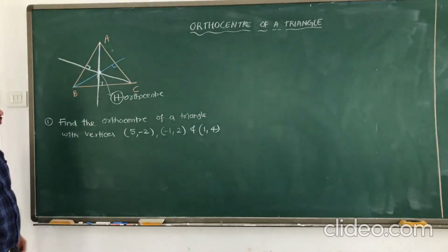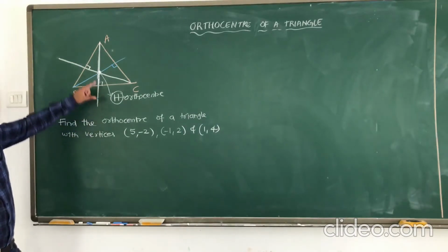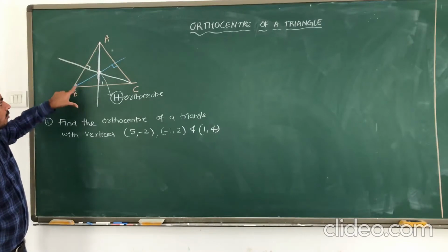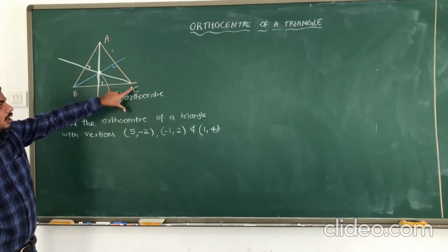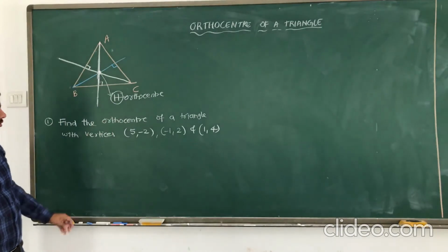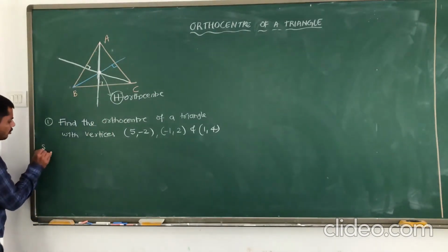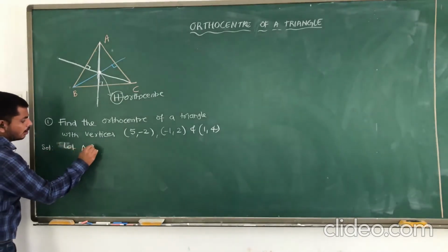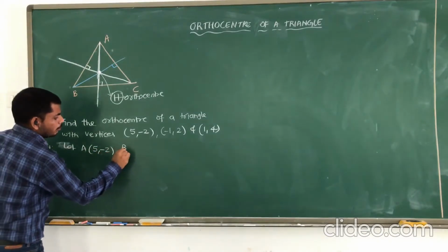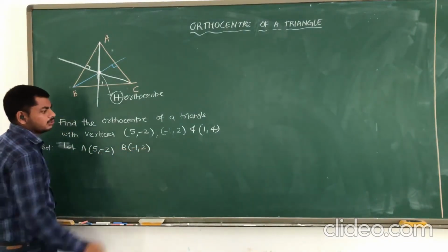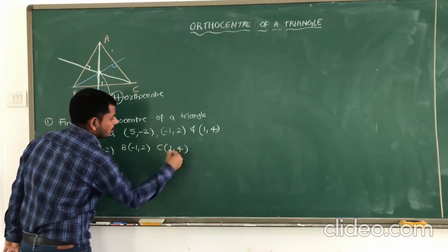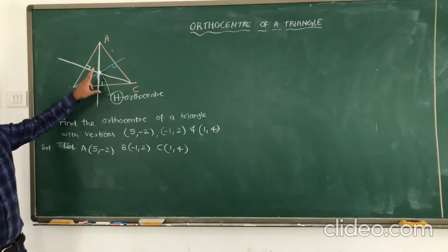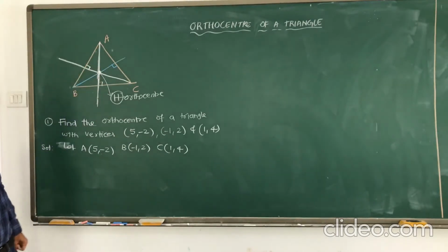For finding the orthocenter, we have to find any two altitudes, either from vertex A and vertex B, or from vertex A and vertex C. Solution: here let A = (5, -2), B = (-1, 2), C = (1, 4). First, let us find the altitude equation through vertex A.